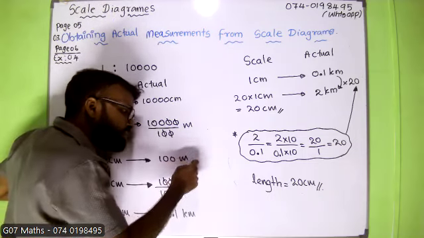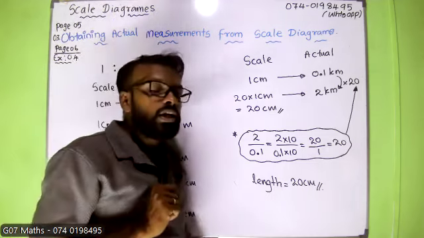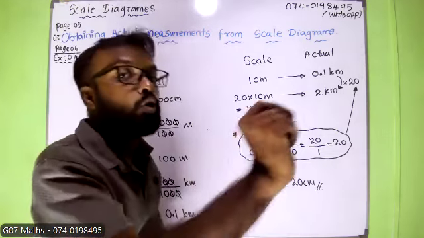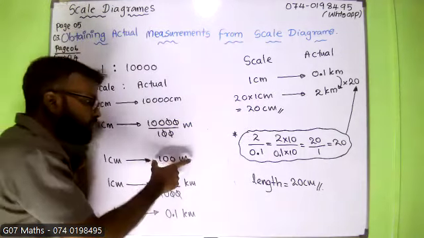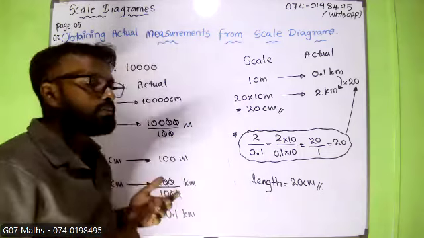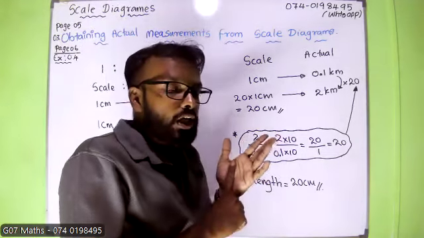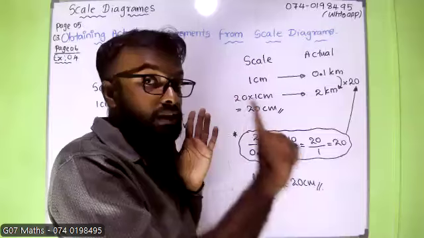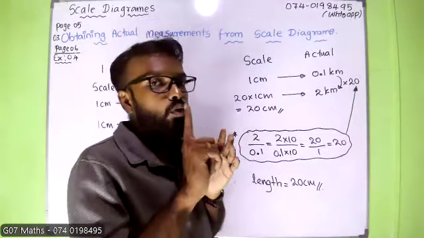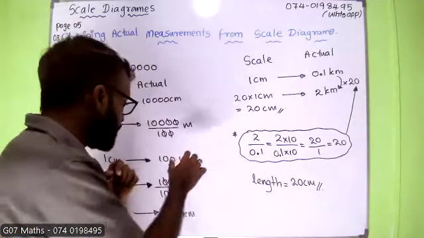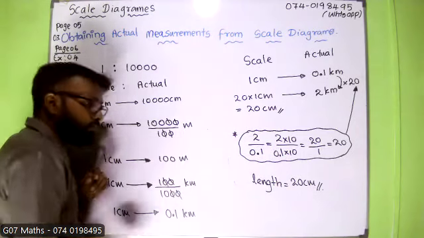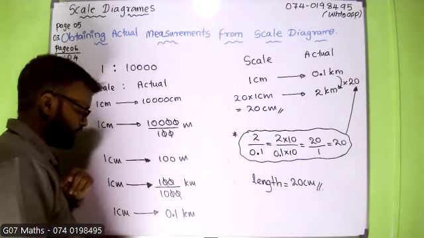Meters is not the unit that we need. We need kilometers. So how do we convert meters into kilometers? The relationship is 1 kilometer has 1,000 meters. So if you want to convert meters into kilometers, you have to divide 100 by 1,000.